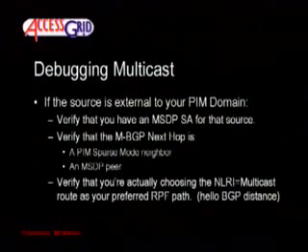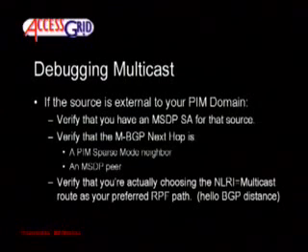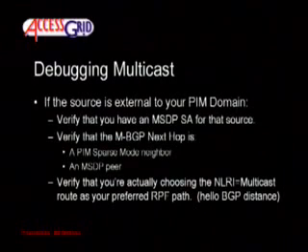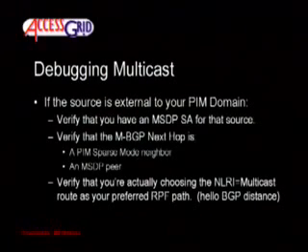Also, verify that you're actually choosing the NLRI multicast route or reachability as your preferred RPF path. There are ways to screw this up in configuration. BGP distance if you're on a Cisco, picking the wrong RIB if you're on a Juniper. Be sure, verify this.